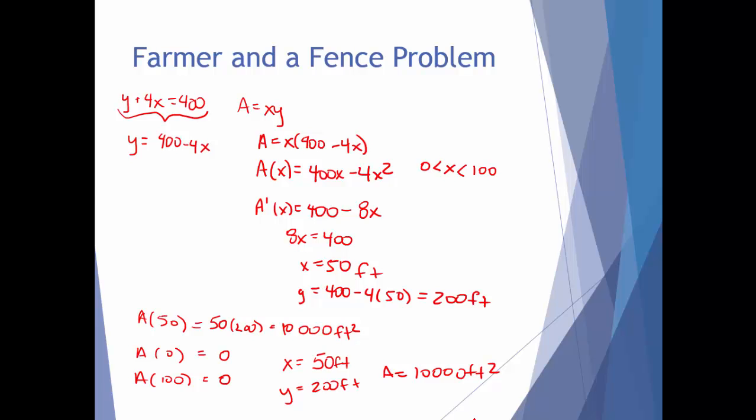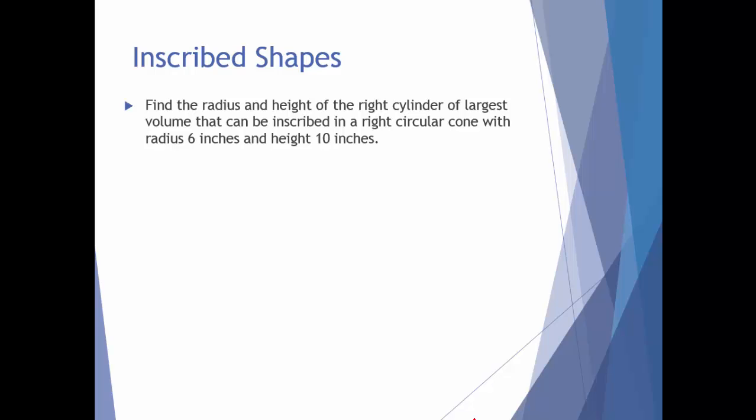Let's take a look at another one. This kind of problem is referred to as an inscribed shapes problem. It's usually one shape put inside of another. That's what we mean by inscribed. So it can be any two shapes. This particular problem, we're looking for the radius and the height of a right cylinder of largest volume that can be inscribed in a right circular cone with radius 6 inches and height 10 inches. So here's just kind of what that looks like. Your cylinder is inscribed inside your right circular cone.